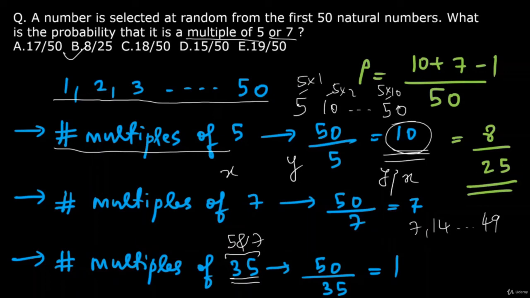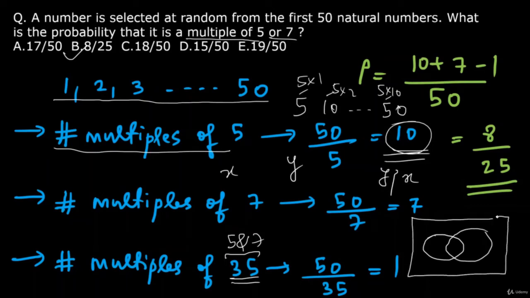So let's quickly draw a Venn diagram to understand this better. Let me draw that over here. Say this represents the multiples of 5 and this represents the multiples of 7. And over here we have all the 50 numbers inside this box. The multiples of 5 we have seen are 10, right? We have 10 numbers over here, and the multiples of 7 are 7, right? But you can see there is an overlap.